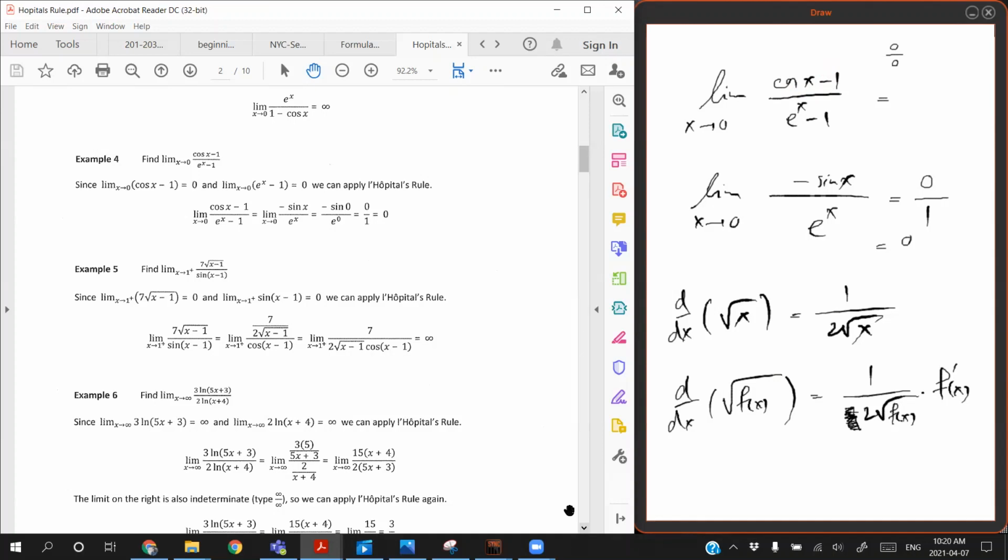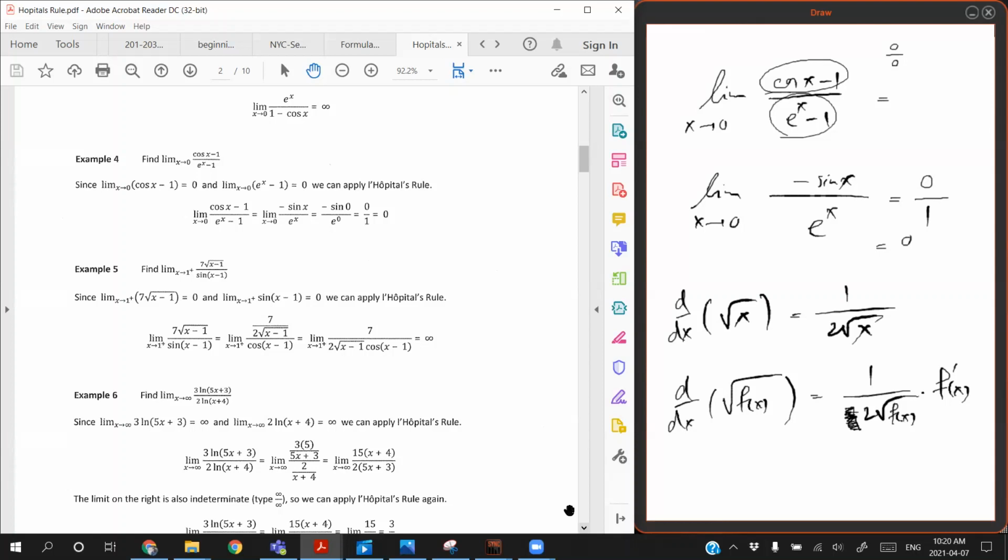Yeah, that's what you do with L'Hopital's rule. You take the derivative of the numerator. In this case, it's going to be minus sine x. And at the bottom, you take the derivative of the denominator. The derivative of e to x is e to x. And the derivative of minus 1 is 0.